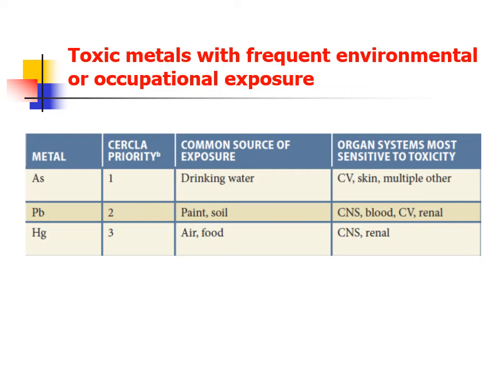Toxic metals with frequent environmental or occupational exposure: arsenic, lead, and mercury. Common sources of exposure: arsenic in drinking water, lead in paint and soil, mercury in air and food. Organ system most sensitive: cardiovascular, skin, and others. For lead: CNS, blood, cardiovascular, and renal. We are going to discuss lead toxicity in more detail.